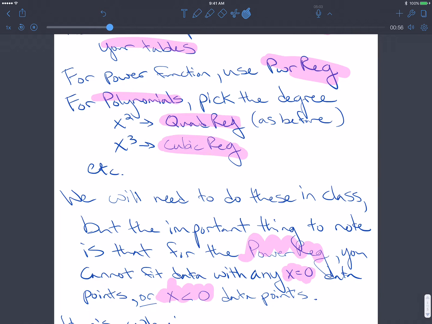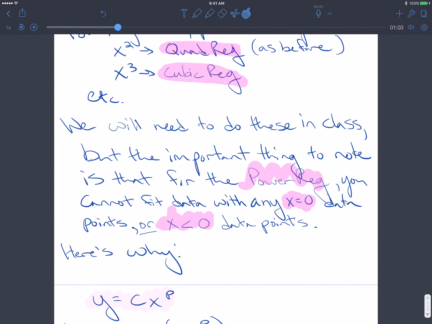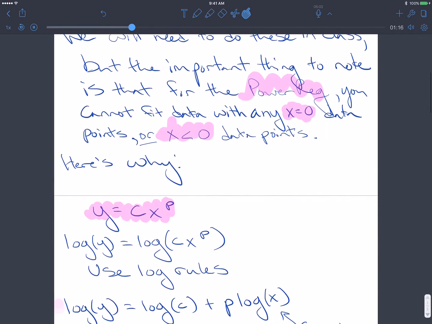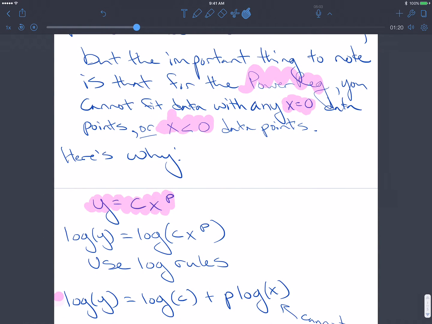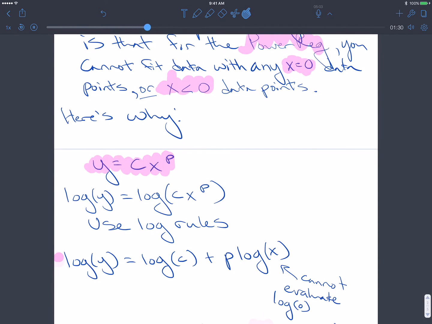And that has to do with how your calculator is actually doing this fit. If you consider the general form of a power function, which is c times x to the p form, how it does it is it actually takes a logarithm of both sides of the equation and applies the log rules that we learned not so long ago, which expands it to log of y is equal to log c plus p times the log of x.